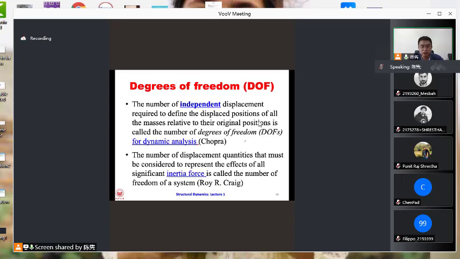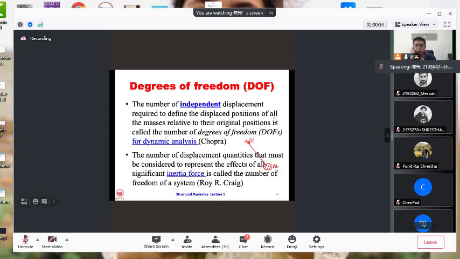I just show you, or I ask you another example. If we have a pendulum here, this is a mass, and you have a pin here. This is a rigid bar. So it's like the pendulum, okay, the pendulum. So how many degrees of freedom do you have here? Two. I have two. Do I have any other answers?